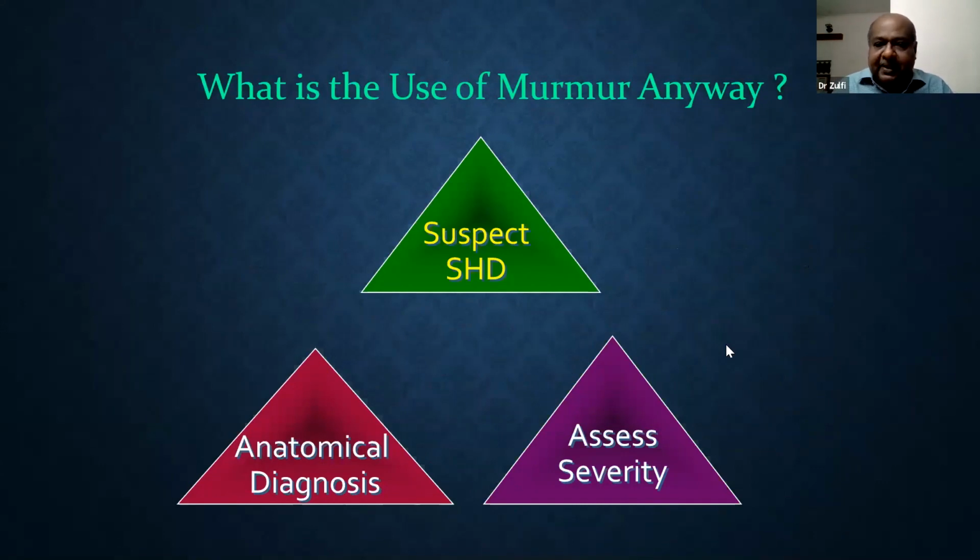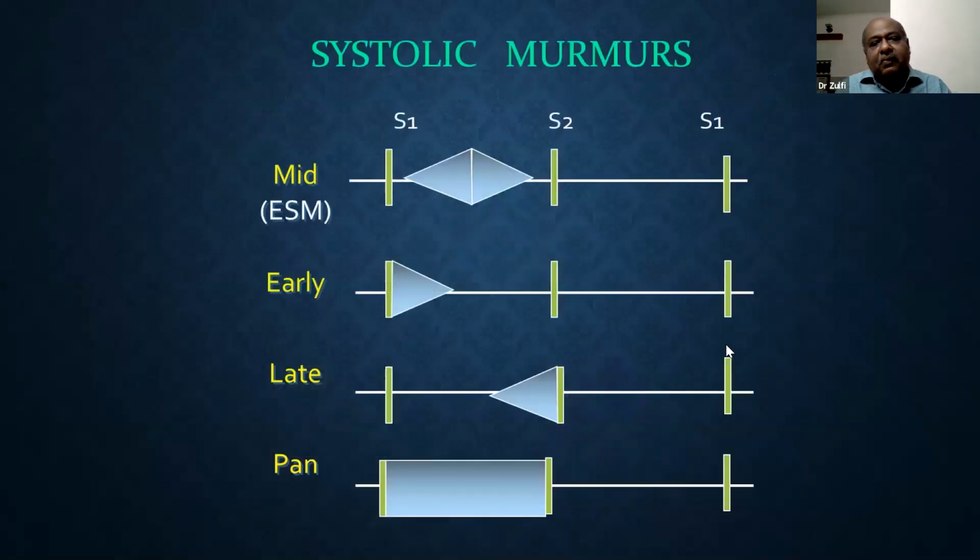One, you have to suspect a structural heart disease. Next, once you do that, you make an anatomical diagnosis, and finally you assess the severity of this particular affliction. Now, this is basic, let's say, final year MBBS stuff. We should have a very clear idea about what is a systolic murmur and what is a diastolic murmur.